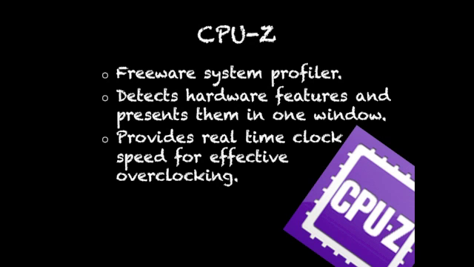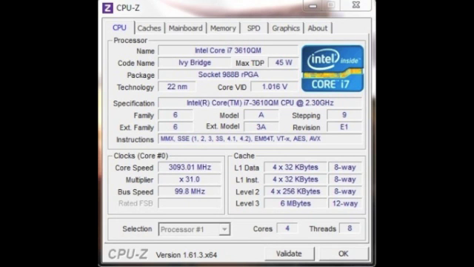CPU-Z Freeware System Profiler detects hardware features and presents them in one window. Provides real-time clock speed for effective overclocking. Here is a shot of the CPU-Z application. On the screen we can see various details about the CPU. This particular screenshot is of a quad-core laptop processor, Core i7-3615QM.